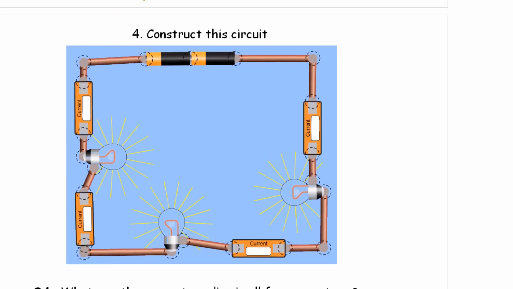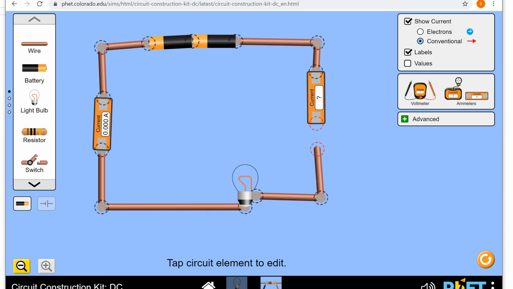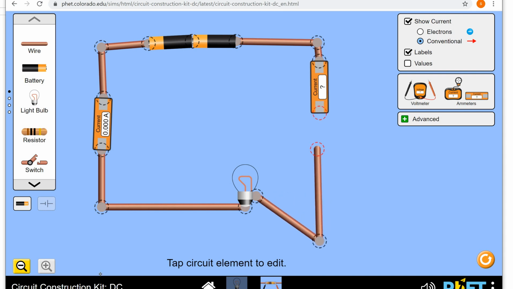Now construct this circuit here. We've got more bulbs. We've got 3 bulbs here. We've got 4 ammeters and 2 batteries. Right, okay, I can do that. Here we go. So let's break things up a bit. Snip it. Bring that down here.